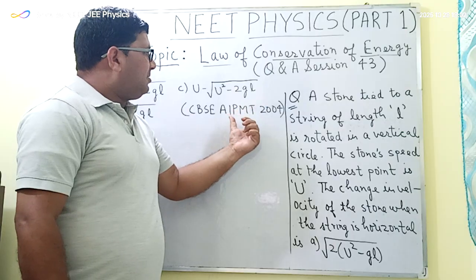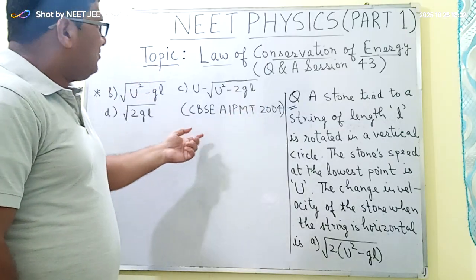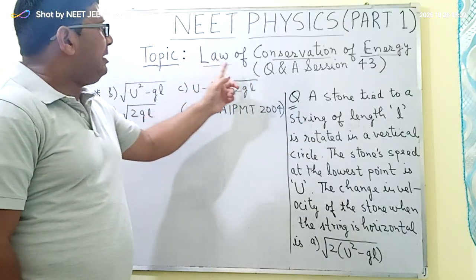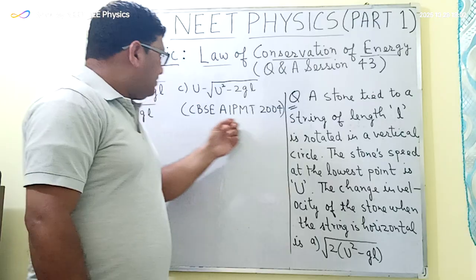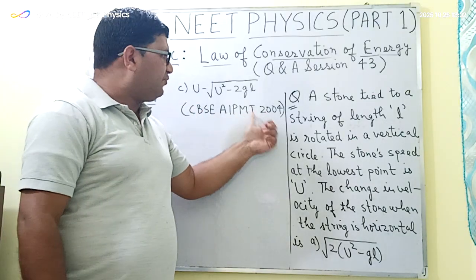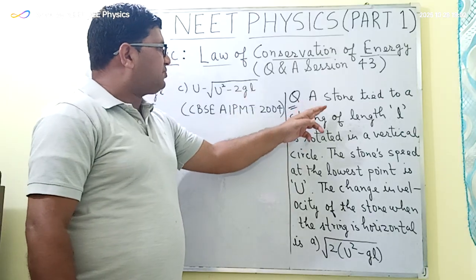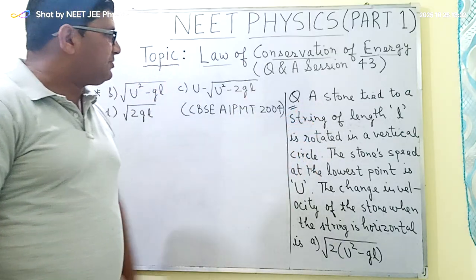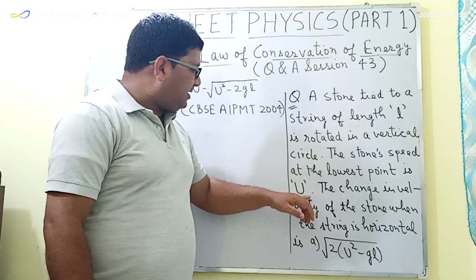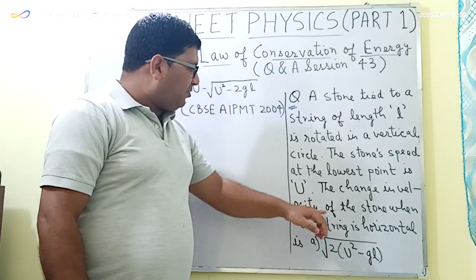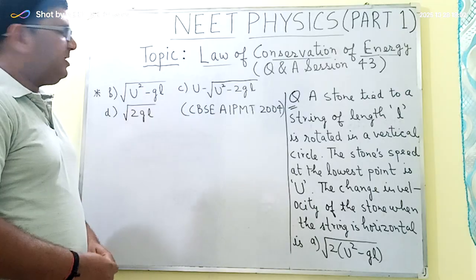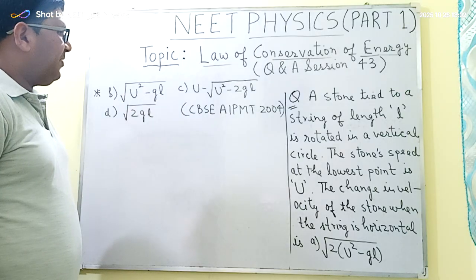Now the chapter is work, power and energy, and I have taken one question for this session which is based on the law of conservation of energy. This question was asked in the CBSE All India Pre-Medical Test in the year 2004. So the question here is: a stone tied to a string of length L is rotated in a vertical circle. The stone's speed at the lowest point is u. The change in the velocity of the stone when the string becomes horizontal is. So we have been given 4 options and we have to find the correct one.